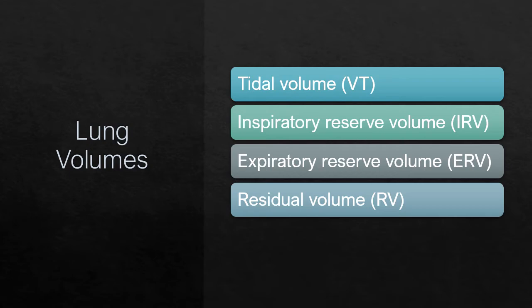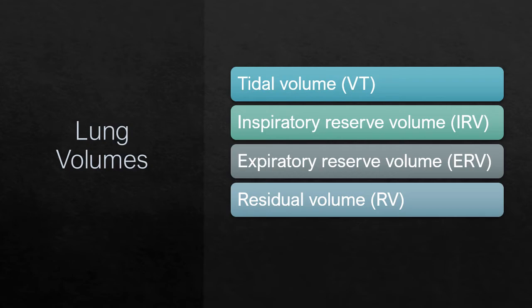Expiratory reserve volume is the amount of air that can be forcefully exhaled after a normal tidal volume. It's about 1,200 milliliters in an adult male and about 800 milliliters in an adult female.